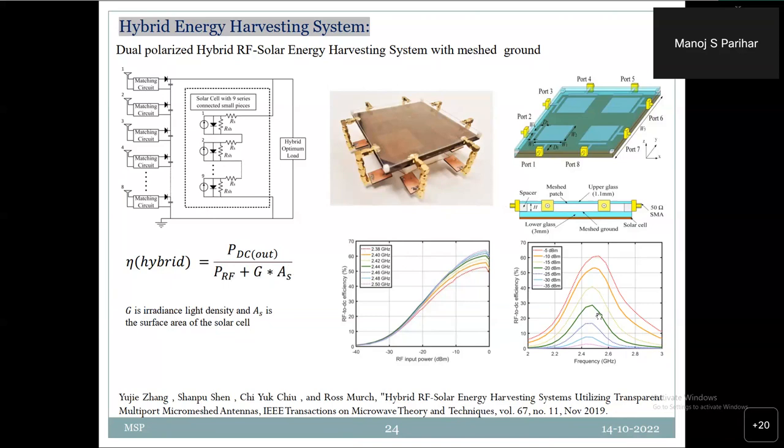And you have to ensure that while making this kind of hybrid system, the performance of your RF should not be disturbed by your solar circuit or solar cell. So to ensure that, there should be minimum disturbance between the two different sources.